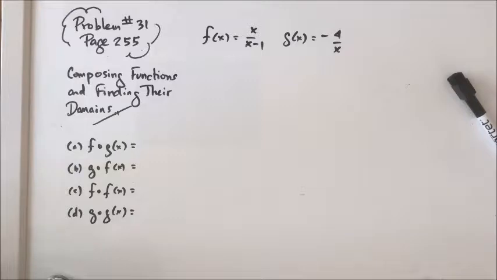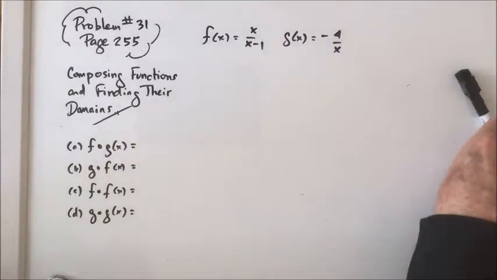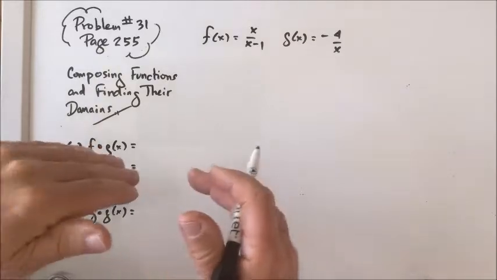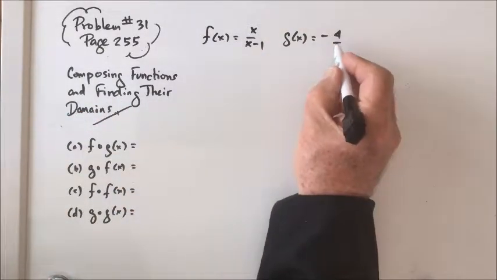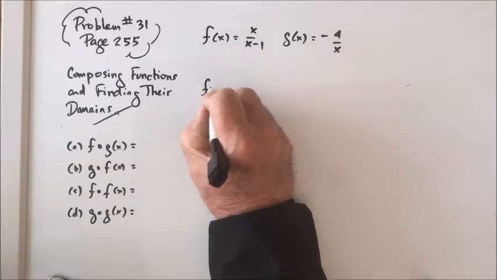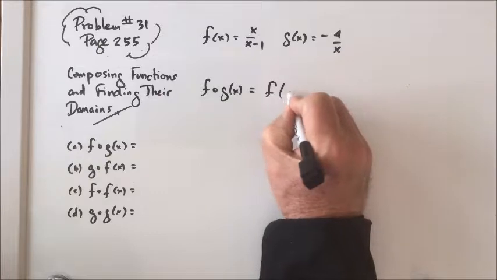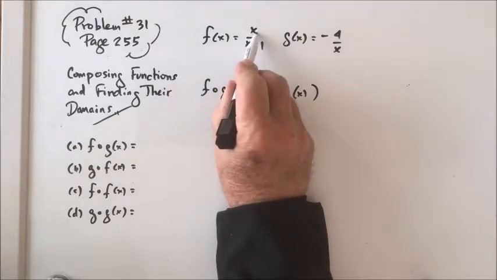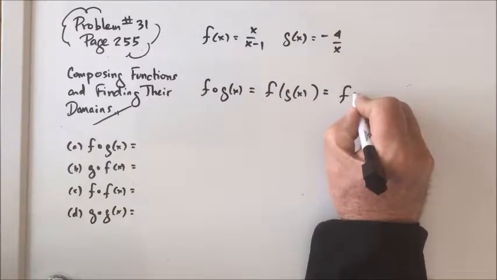There's g of x equals minus 4 divided by x. What is f of g of x is the first problem. In order to do that, when you compose f with g, what you do is replace the argument of f with the function g. So f of g of x means every place I see an x, I'm going to put a g. So here's what f of x looks like.